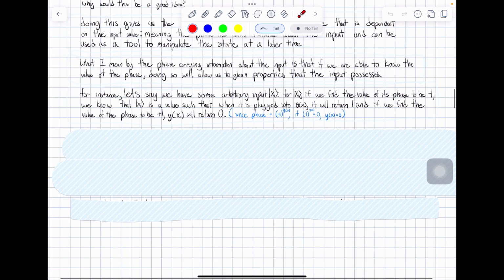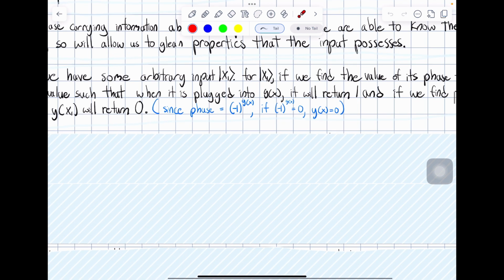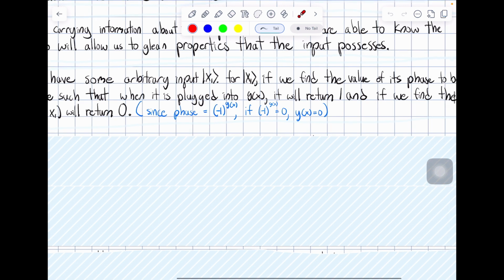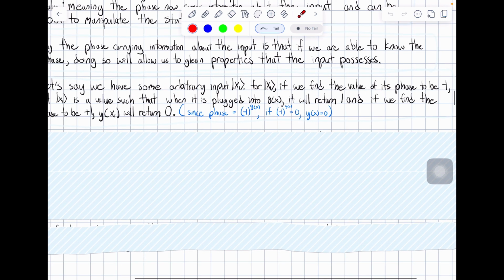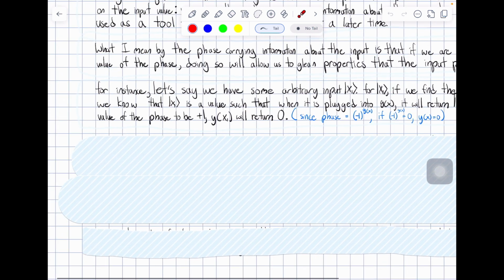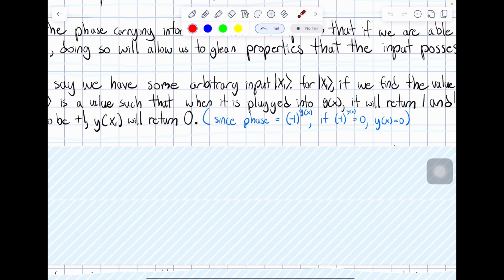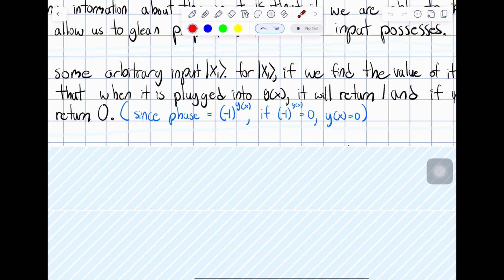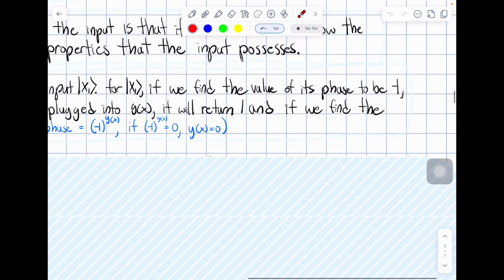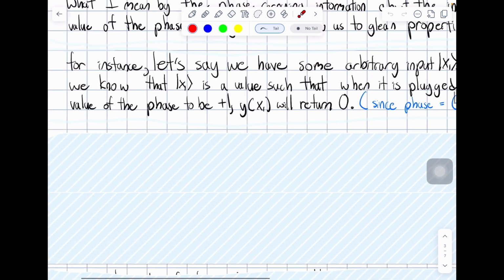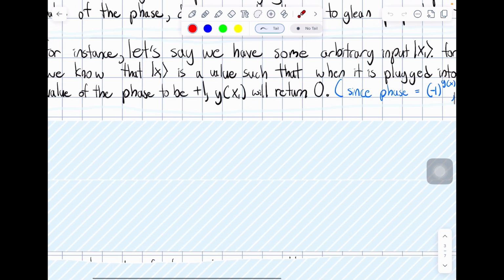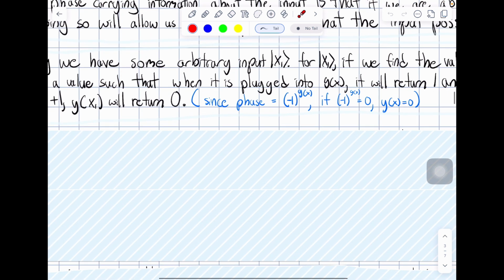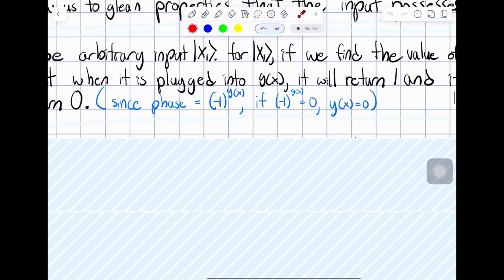For instance, let's say we have some arbitrary input x1. If we find the value of its phase to be -1, we know that x1 is a value such that when it's plugged into the function y(x), it will return 1. And if we find the value of the phase to be +1, y(x1) will return 0. Since the phase is equal to (-1)^y(x), if (-1)^y(x) equals 1, then obviously y(x) must equal 0.